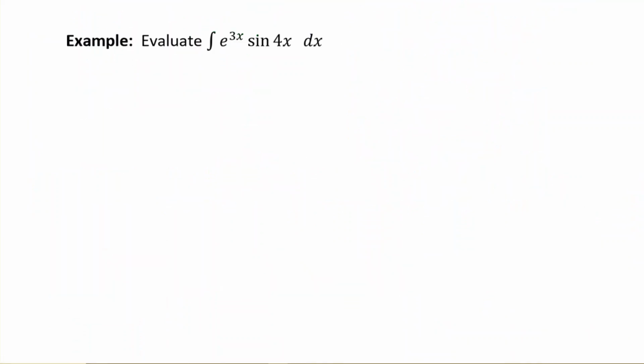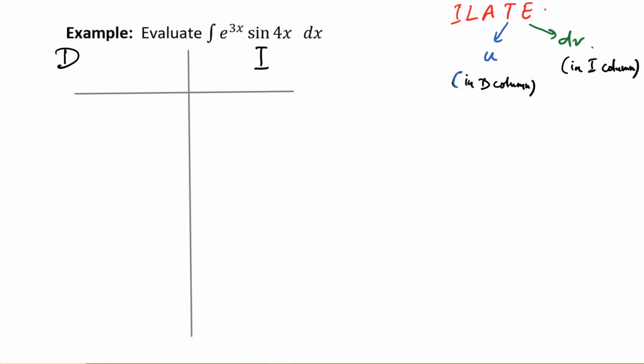So in this one, we have the integral of e raised to power 3x sine 4x dx. And using our mnemonic, we know that whatever comes first should be our u. So here the trig function should be your u and the other one should be your dv. So we're going to set up our u in our D column and our dv in our I column. So in this case, u is sine 4x and dv is e raised to power 3x dx. So e raised to power 3x is our integral, it will be in our integral column.